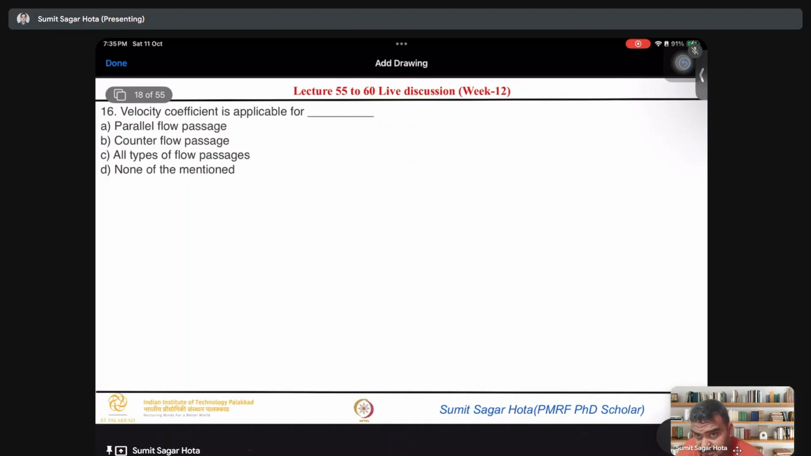So the velocity coefficient is applicable for dash. This is a very good question. Why? Because this velocity coefficient is applicable for any kind of flow passage, which makes this velocity coefficient more relevant for any kind of flow situation. That's actually the importance of the velocity coefficient. Either it will be parallel, counter, or any kind of flow.